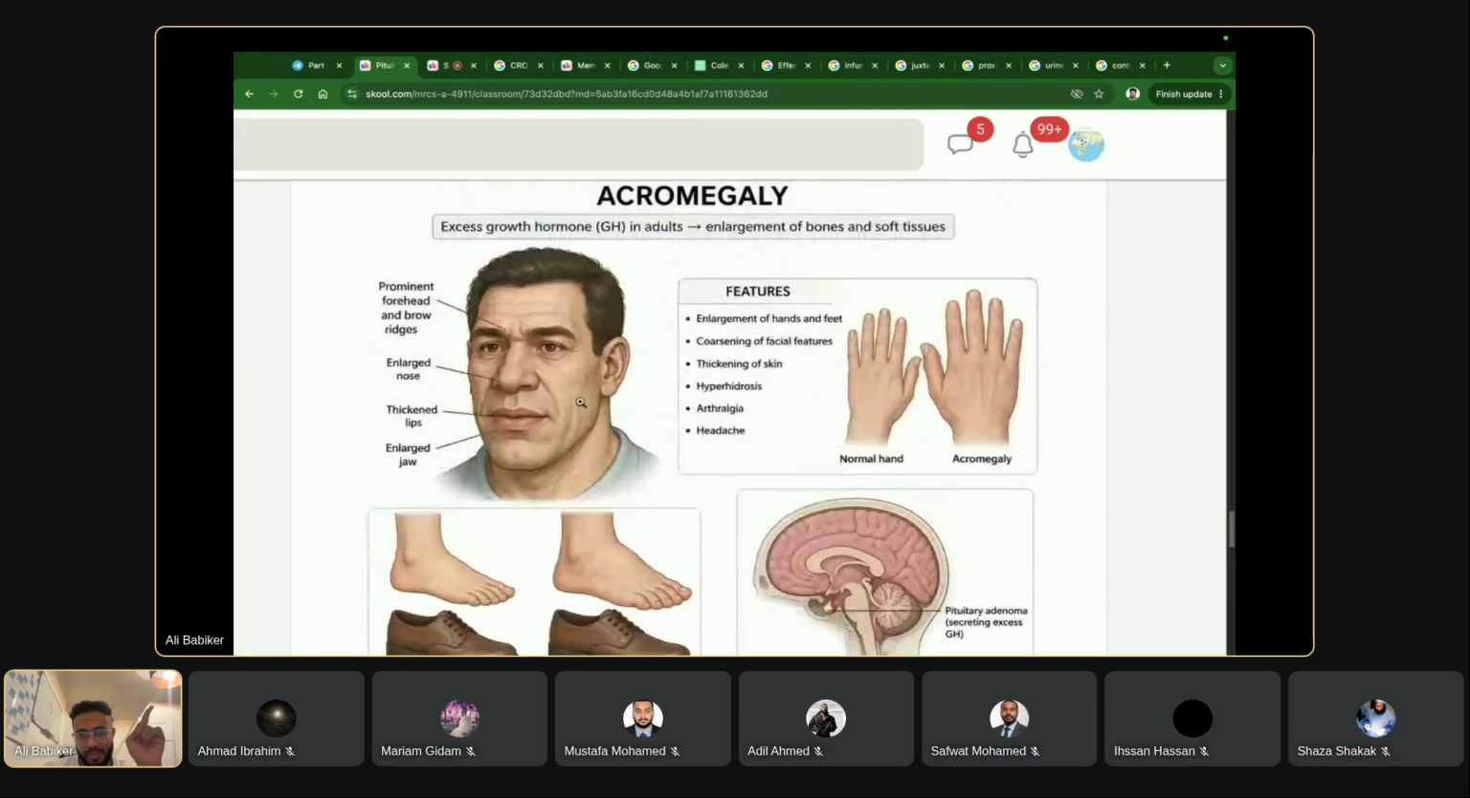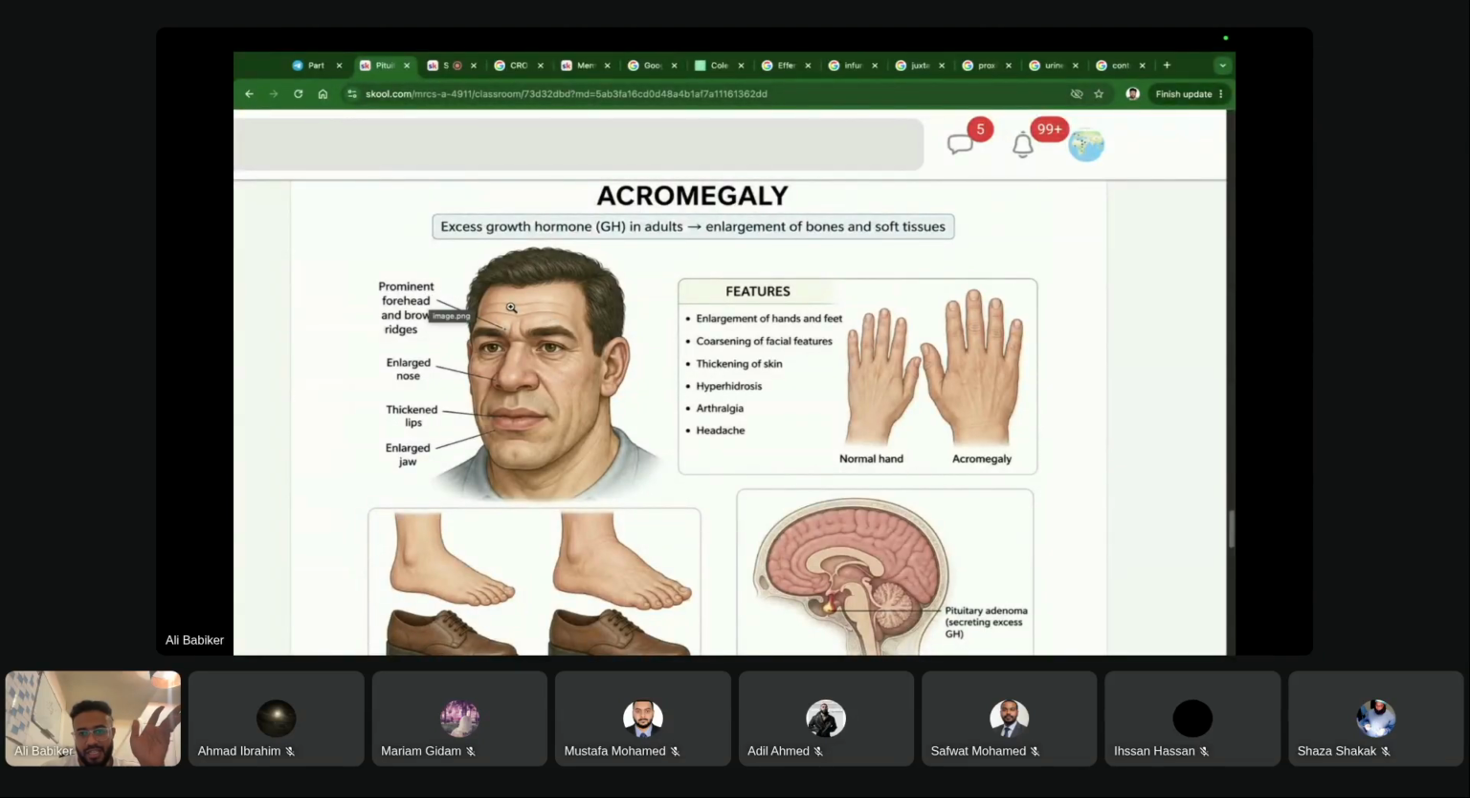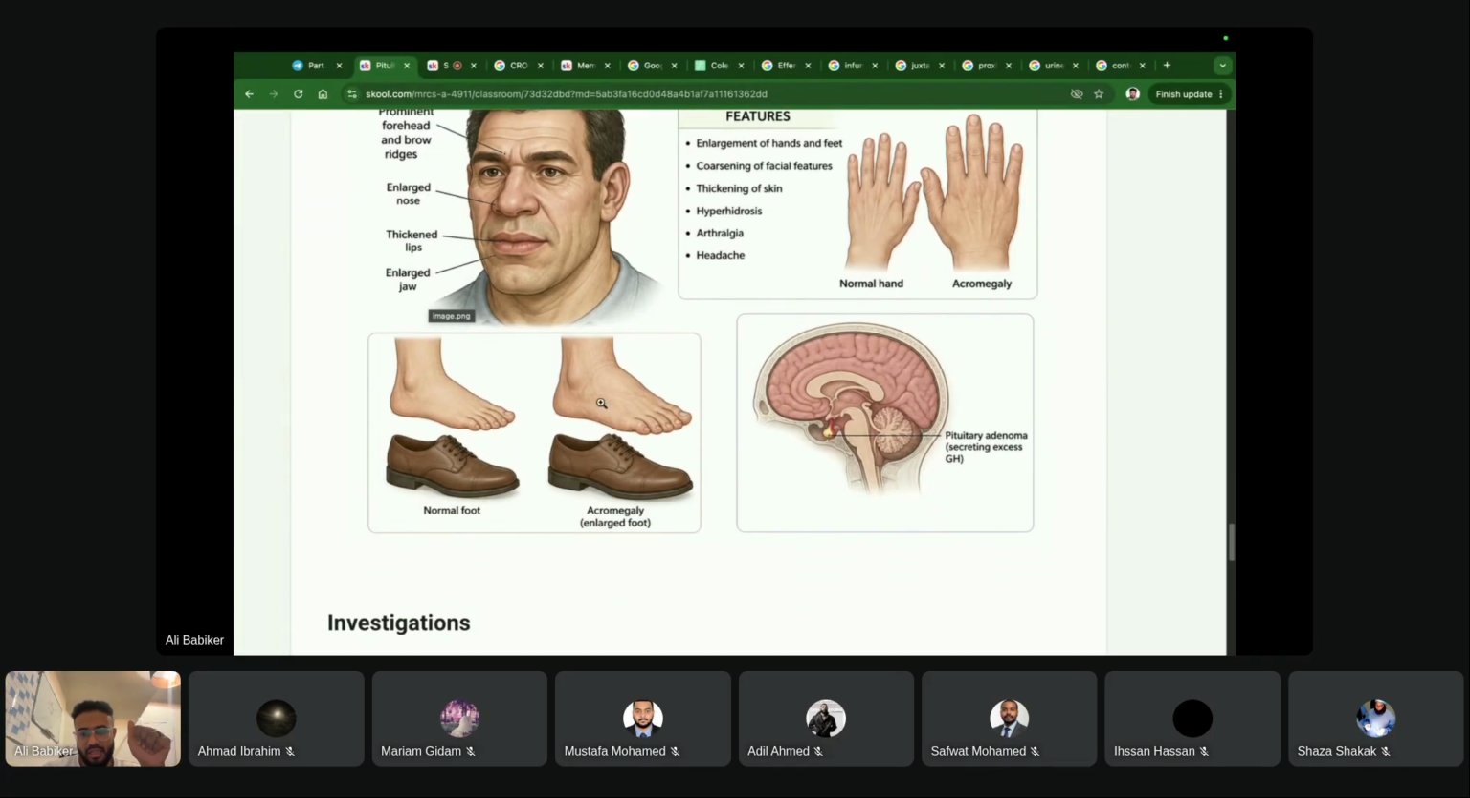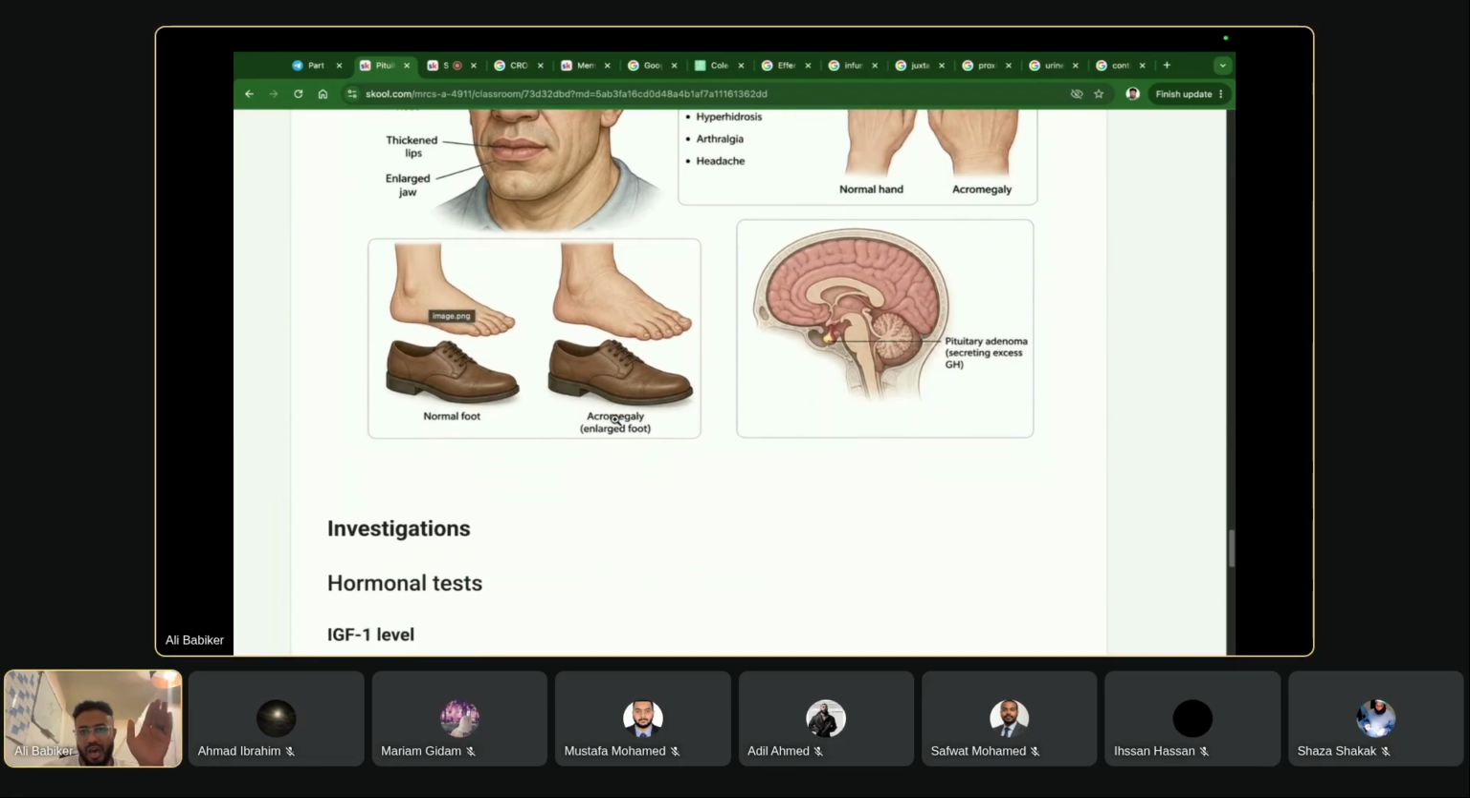If you see here, firstly, it may lead to arthralgia, headache, enlargement of the hands and feet, coarsening of features. It may also affect the heart.